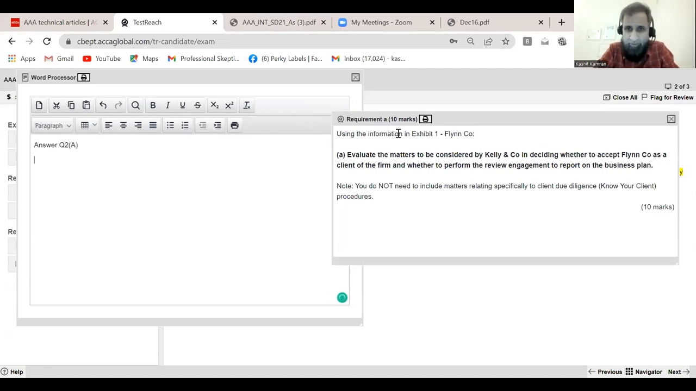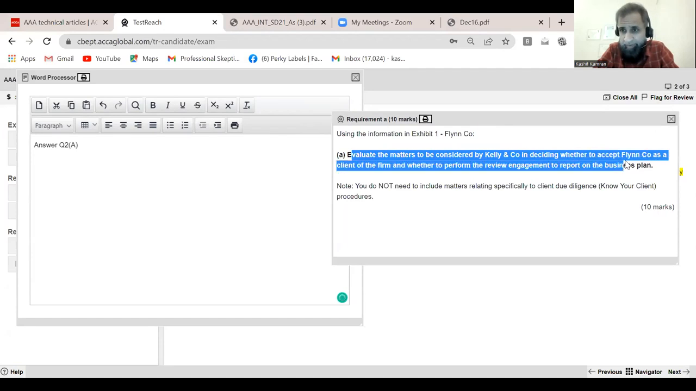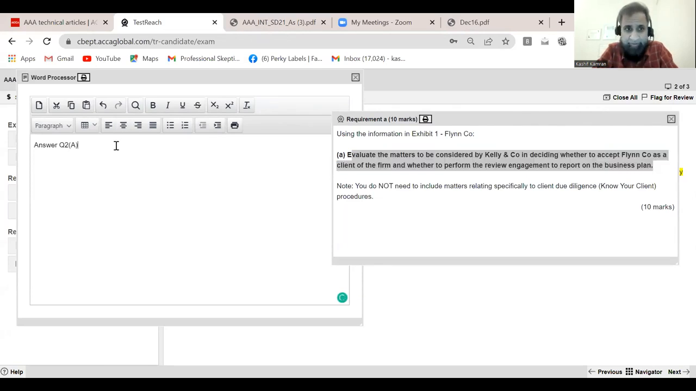And you copy the question. Evaluate the matters to be considered by Kelly and Company in deciding whether to accept Flynn as a client, because it's a new client. So whether you should accept Flynn as a client, even though the results of money laundering procedures have been satisfactory, and whether to perform a review engagement on the business plan, or on the cash flow forecast. Control C, 10 marks, and you bring it to your word processor.